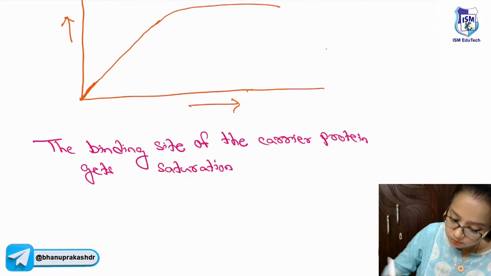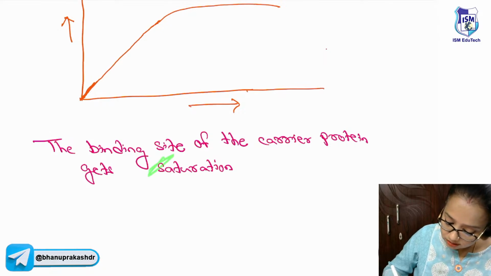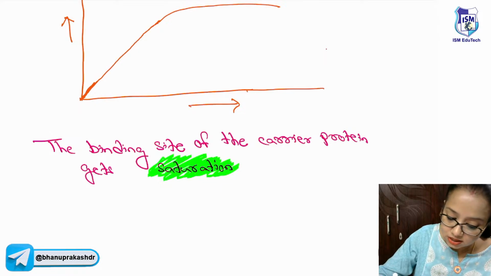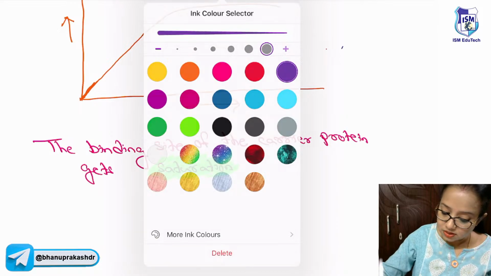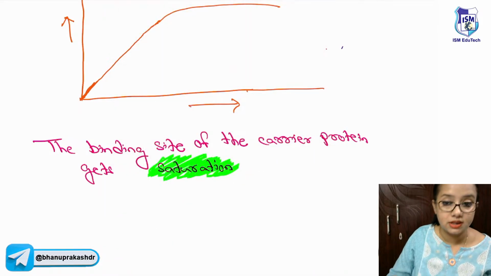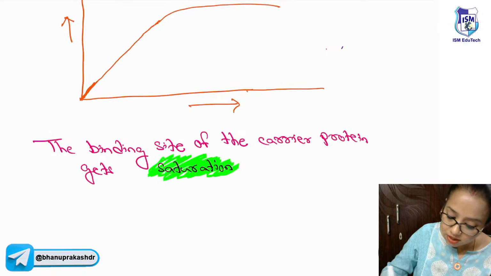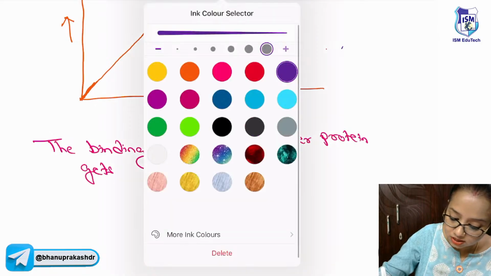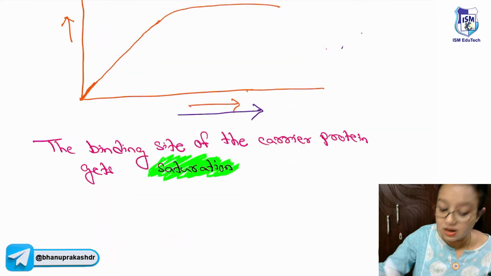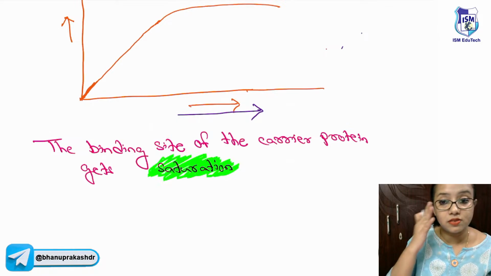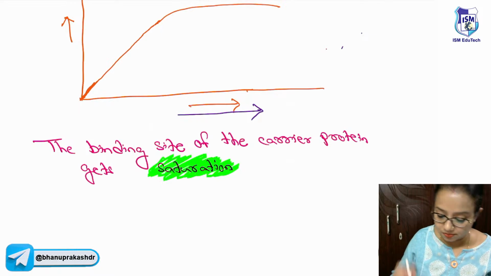saturation. So, saturation happens. Saturation means the carrier protein is like tired out. It cannot carry the burden anymore. So, after this saturation point is reached, no matter how much on and on you increase the concentration, the rate of facilitated transportation will still remain the same.